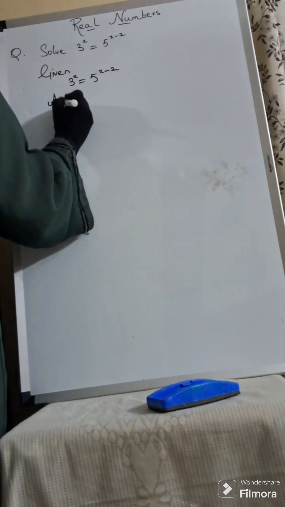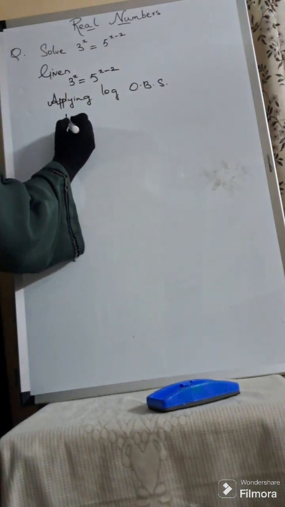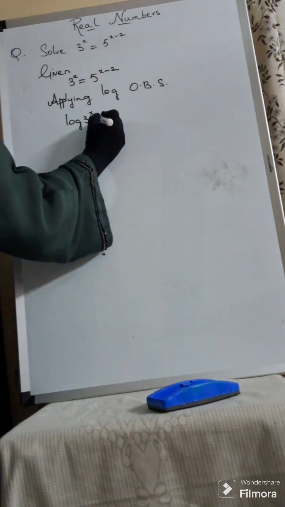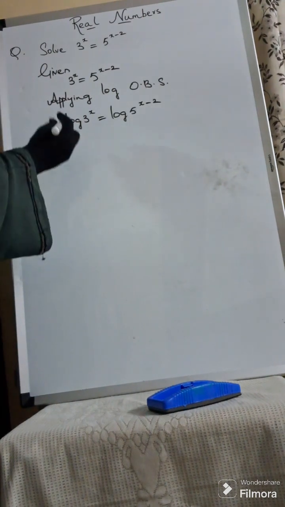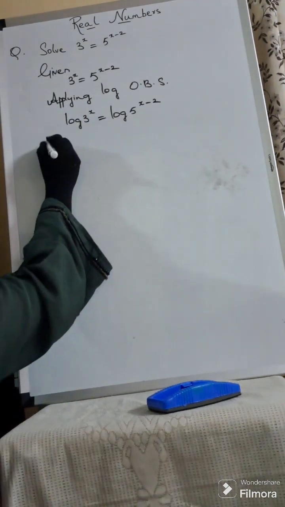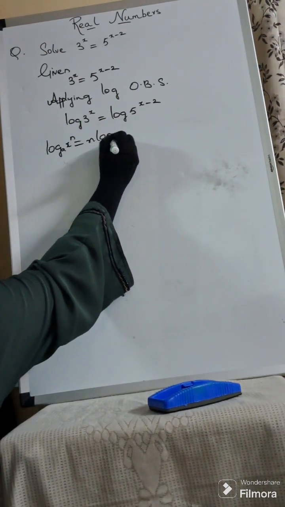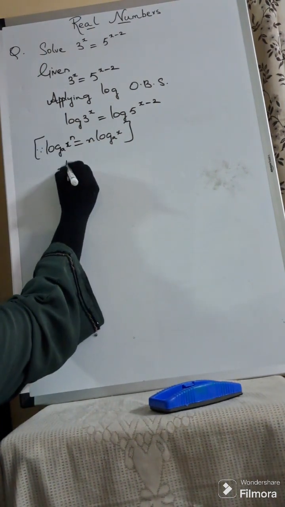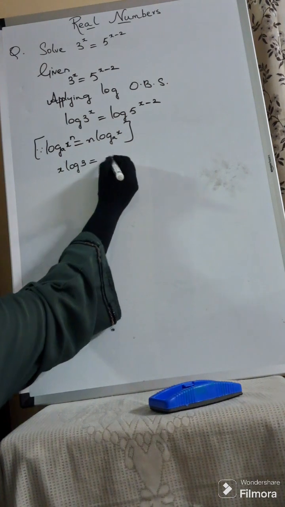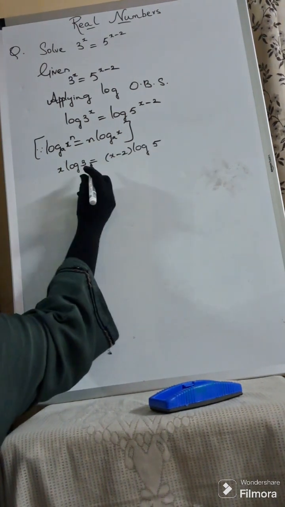Applying log on both sides. So log 3^x = log 5^(x-2). As we know the formula, log x^n = n log x. So by using this formula, I am writing it as x log 3 = (x-2) log 5. Right?